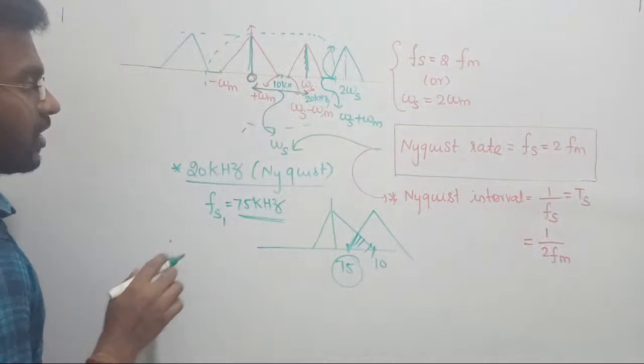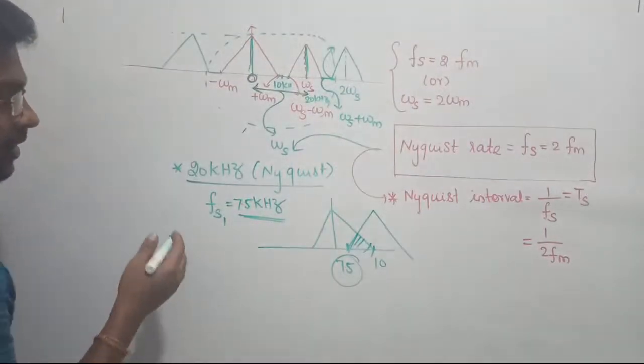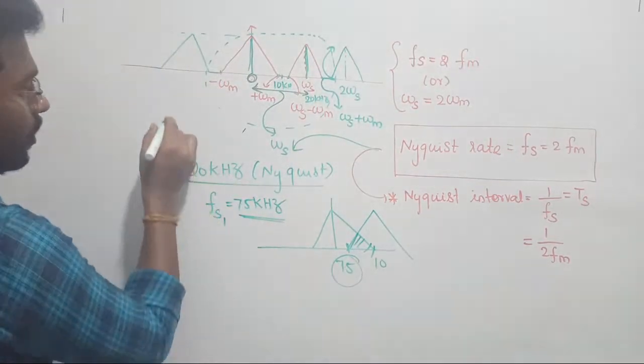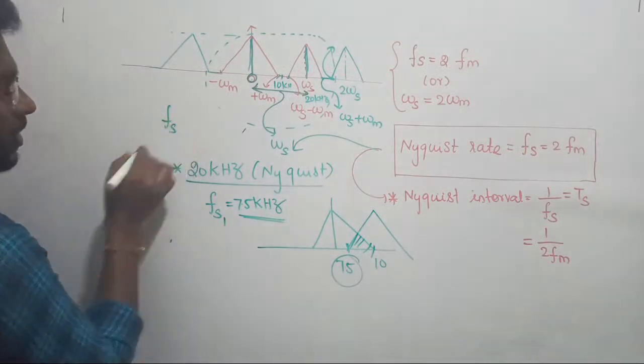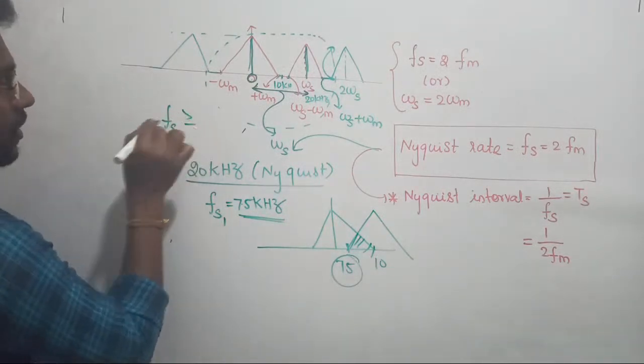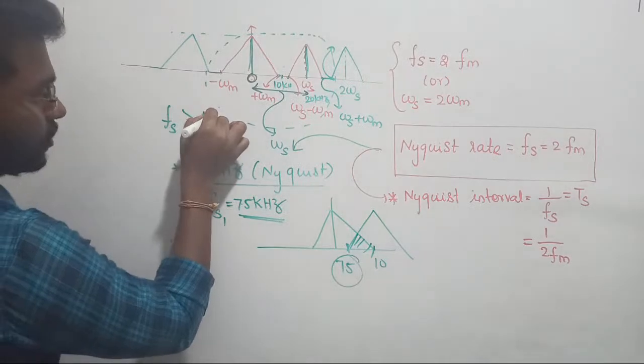So what is the conclusion here? If you want to avoid aliasing, how should the sampling frequency we choose be? It has to be greater than or equal to the Nyquist rate.